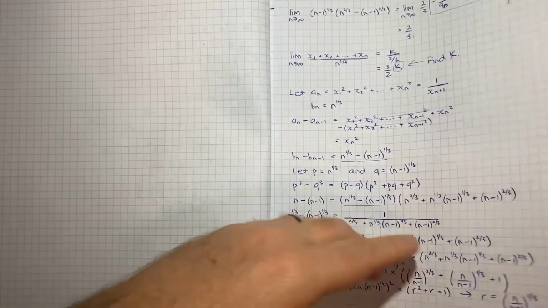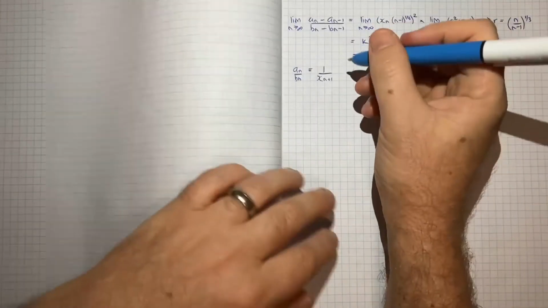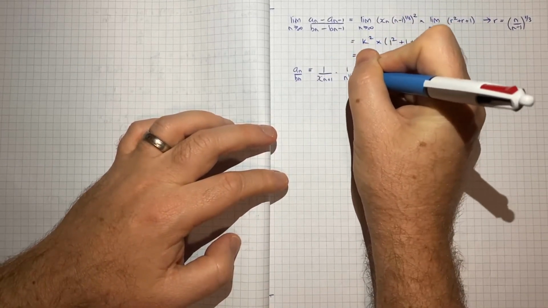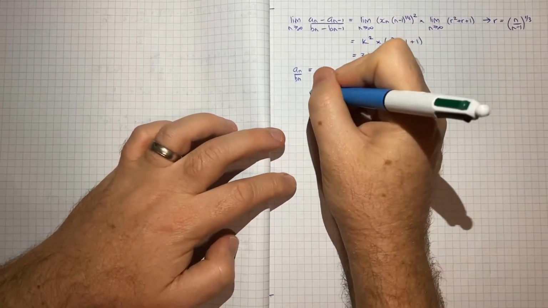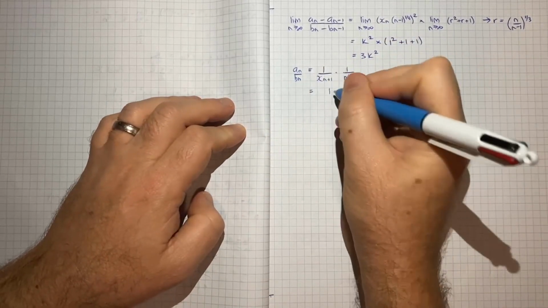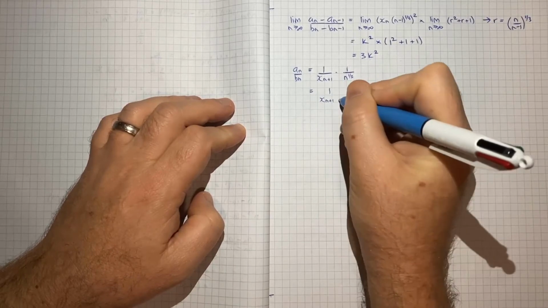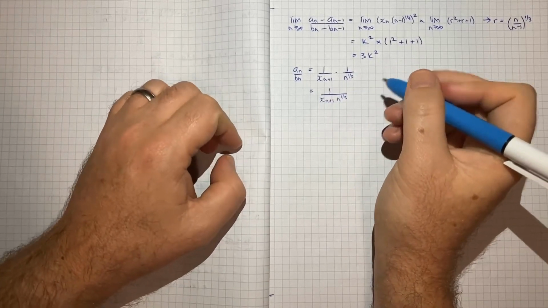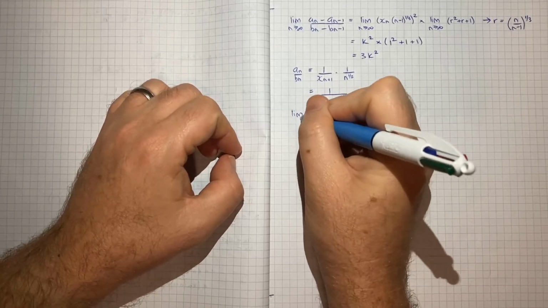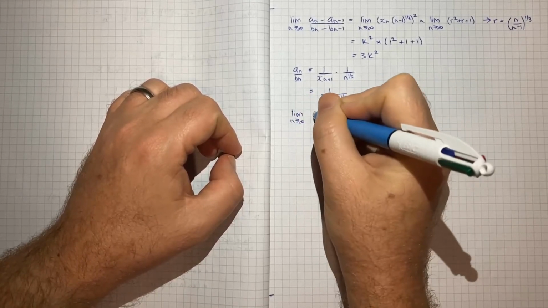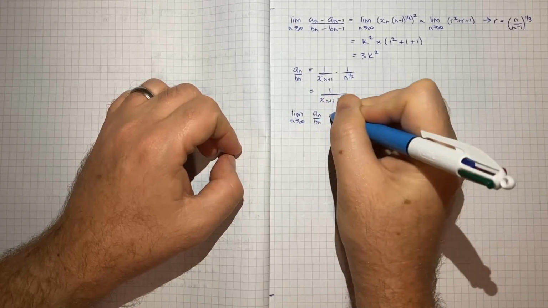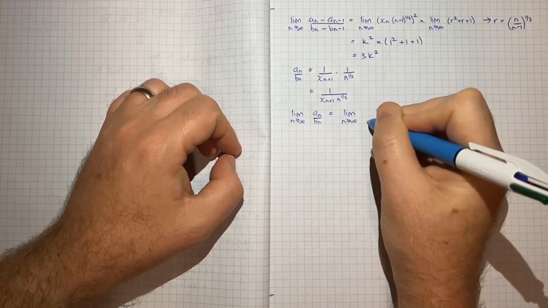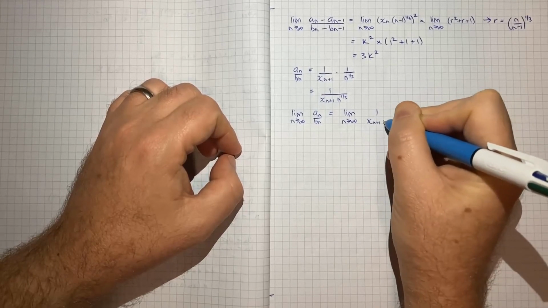And bn is just n to the third, so dividing by n to the third is the same as multiplying by 1 over n to the third. So an on bn in this case is 1 on xn plus 1 n to the third. So the limit as n goes to infinity of an on bn is equal to the limit as n goes to infinity of 1 on xn plus 1 n to the third.